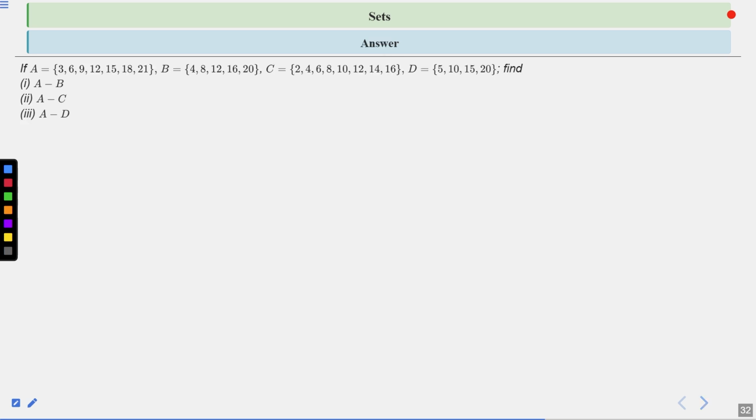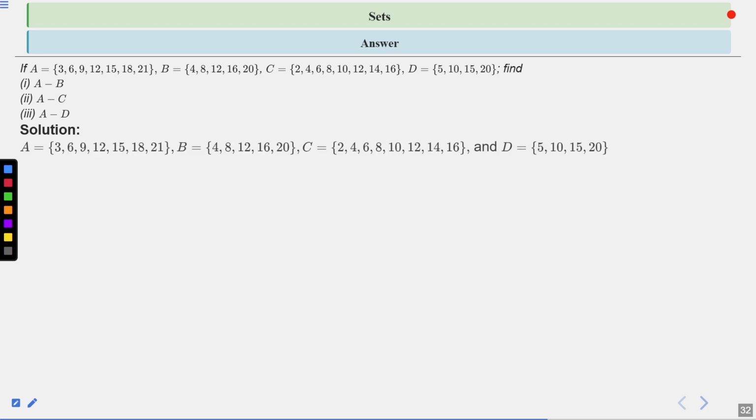I hope you remember the definition for differences, how we defined A minus B. Clear? So we defined A minus B as the set in which you collect elements from A which do not belong to set B. Simply. Clear? So solution. Starting with the information, we are already given 4 sets A, B, C, D in roster form.